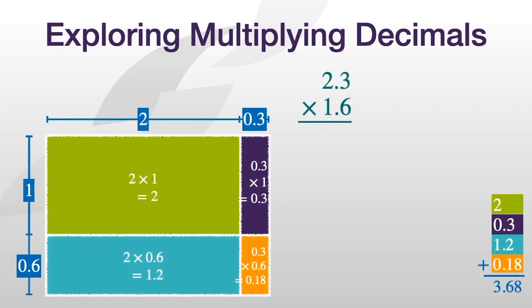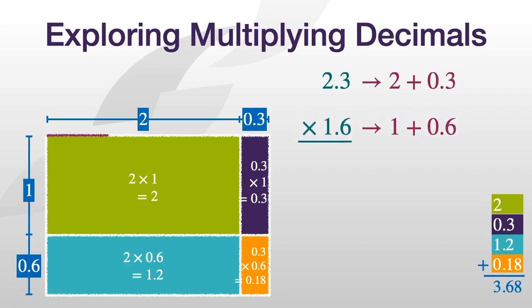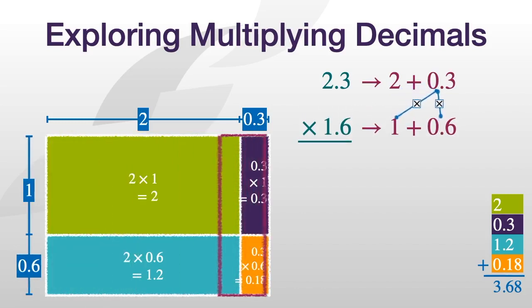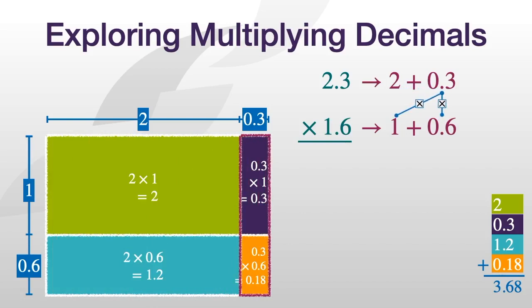Let's model this process using just numbers. We call this solving symbolically. First, we partition the numbers. The 2 is multiplied both by 1 and by 6/10. Then the 3/10 is multiplied both by 1 and 6/10.